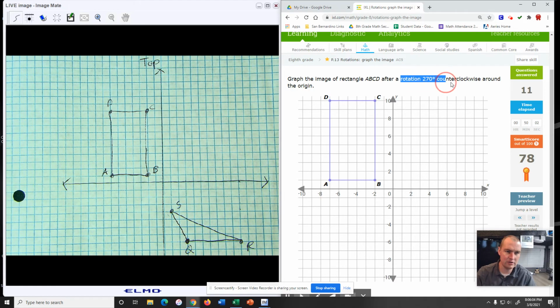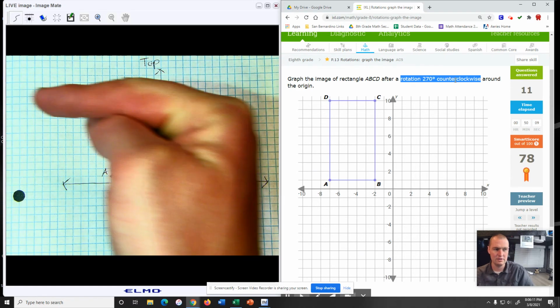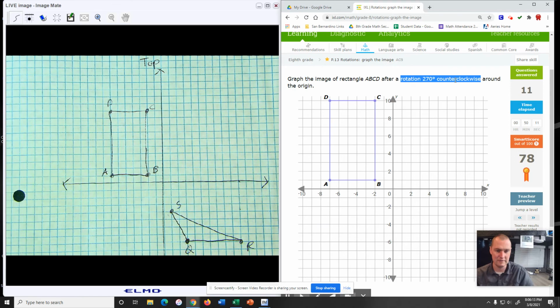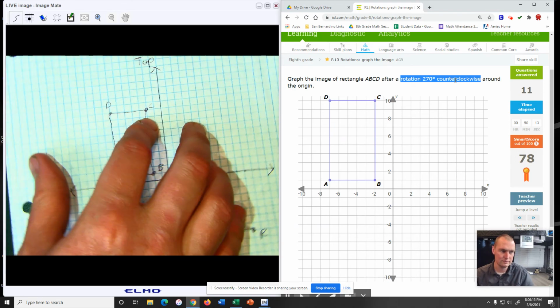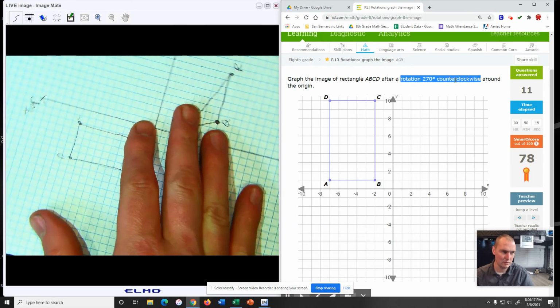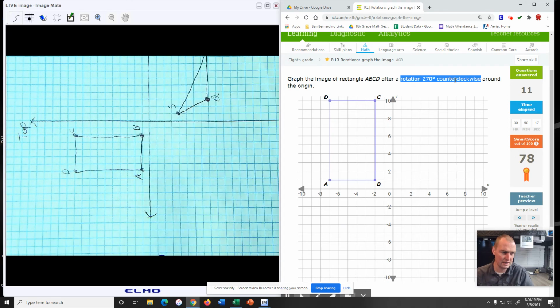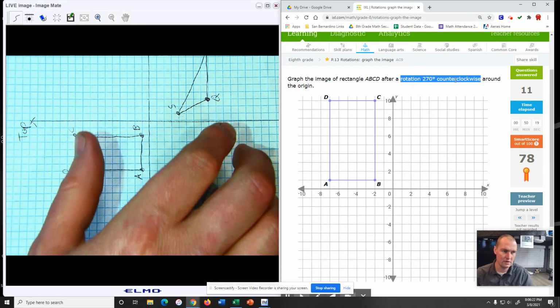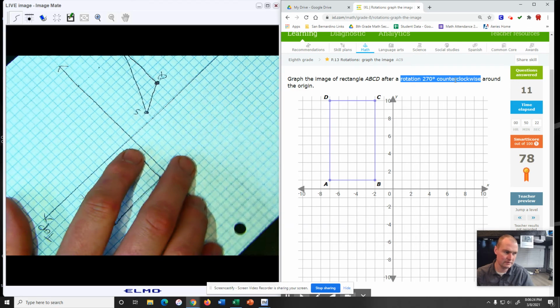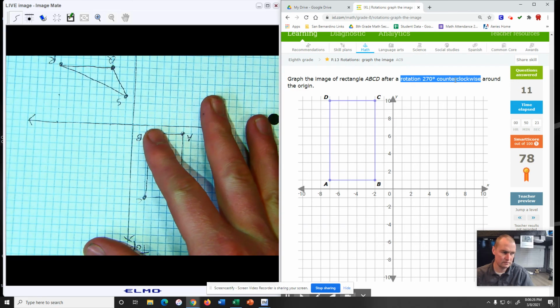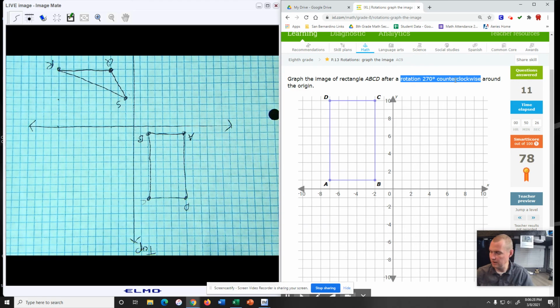Where are we going? We are rotating 270 degrees counterclockwise. Watch that word. Counter means the opposite of the clock. So counterclockwise is to the left on top. So let's roll. So we got 90 degrees is one turn. That's 90 right there. Spin again. That is 180. Why is it 180?